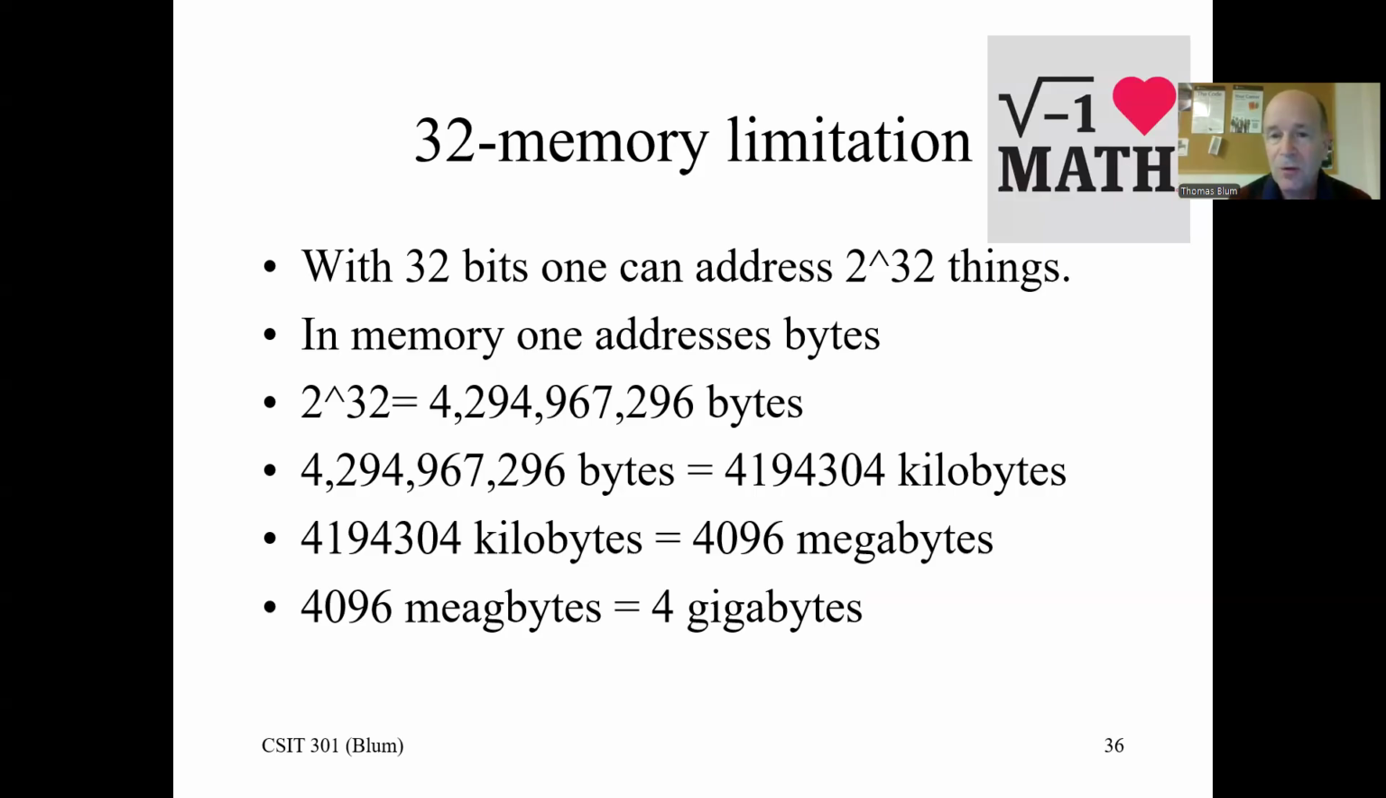So one of the big gains in the architecture when we went from 32 to 64 was that we could address more things, have bigger memory, and thus faster computers, because the amount of memory you have controls so much.